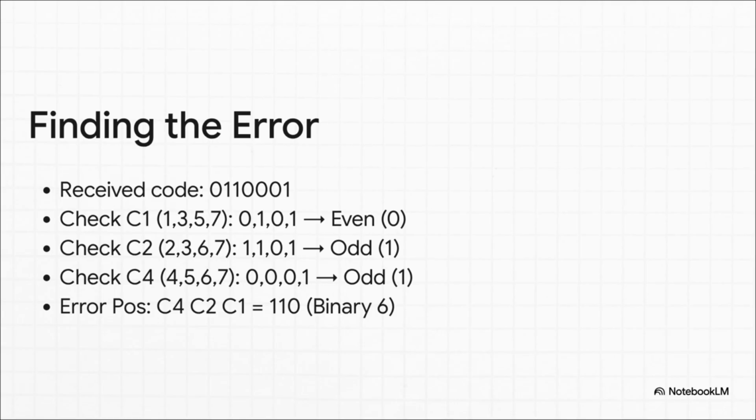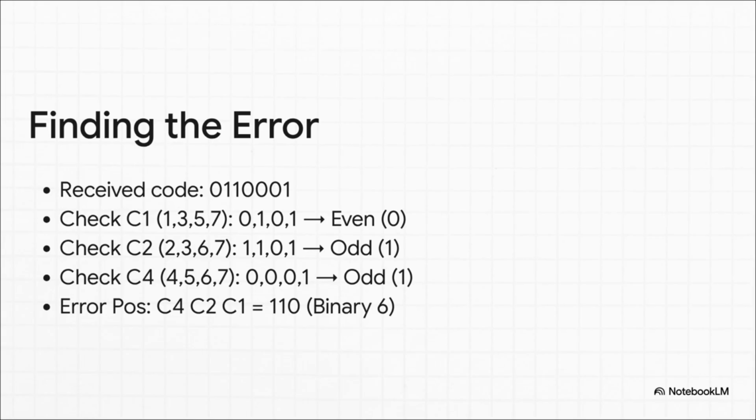How in the world do we find the error? Simple, we just rerun our parity checks. C1 checks its group, sees an even count, so it outputs a 0, meaning no error there. But C2 and C4 both detect odd counts where they were expecting even, so they output 1s. Now here's the trick. Read those error outputs in reverse order. C4, C2, C1 gives us 1, 1, 0.